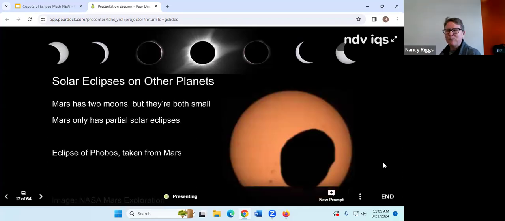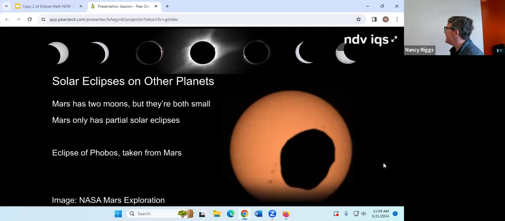This is where I found some pretty cool pictures online. This picture was taken from the Mars exploration mission. It's from one of the various rovers that we've sent to Mars. This is actually a picture from Mars of the sun and then one of its 2 moons, Phobos, over the sun. Now, as you can see, this is not a total eclipse because Phobos is a very small moon, so it's not big enough to cover the entire sun. So it'd be considered a partial eclipse, but I thought that was an extremely cool picture.